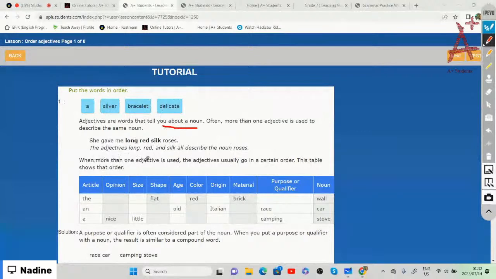When more than one adjective is used, the adjectives usually go in a certain order. And this table will show us the order in which your adjectives should go.